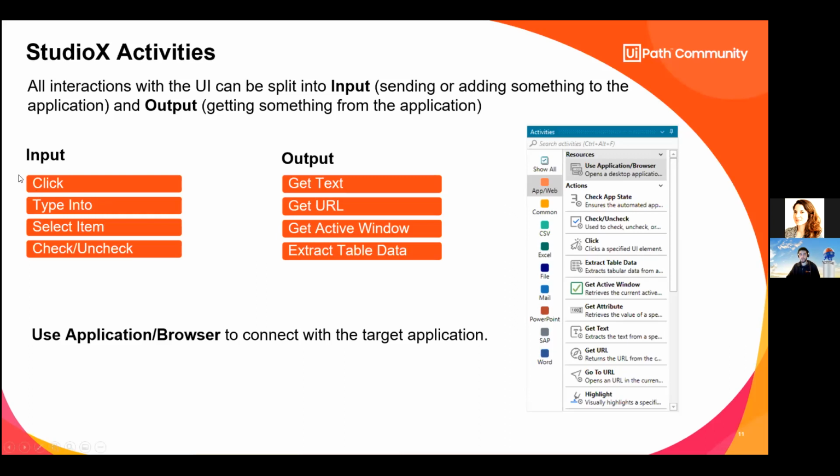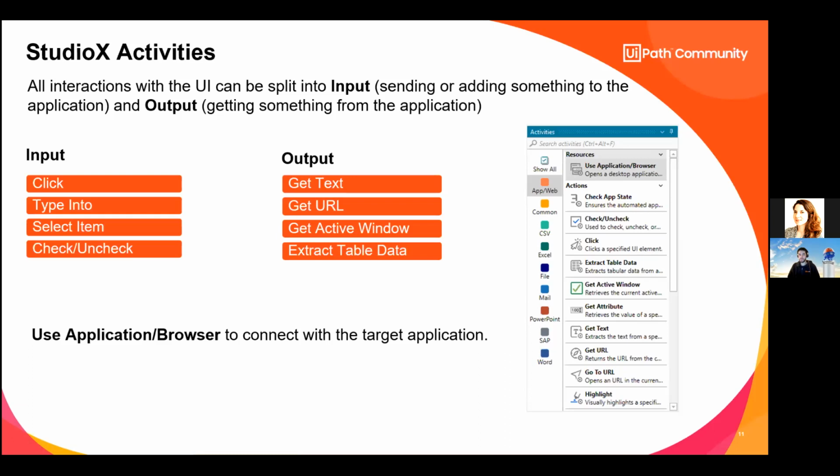For the input ones, we have the click activity. Every type of click that we need to do, left click, right click, middle click, or a double click, is going to be done with the click activity. Then we have the type into activity, which we use every time we need to type something in any part of the screen. Let's say it's input text, like the username or password in the login fields of an application, or a text area to leave some comments. Then we use type into. Then we have select item. We use select item every time we have a list or a dropdown.